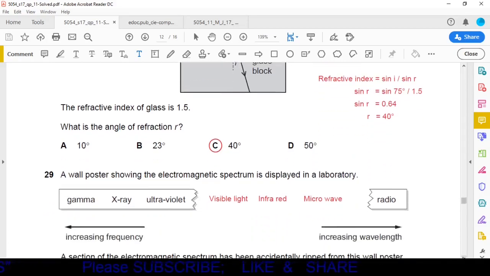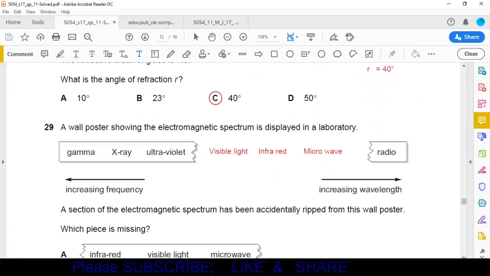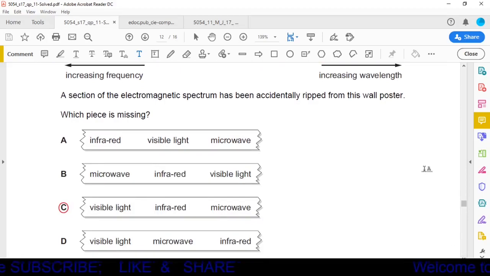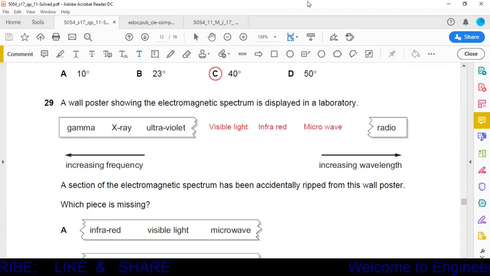Question number 29. A wall poster showing the electromagnetic spectrum is displayed in a laboratory. Gamma rays, X-rays, ultraviolet, radio waves. A section of the electromagnetic spectrum has been accidentally ripped from the wall poster. Which piece is missing? Here we have four options A, B, C and D. We have to find out which one is the correct one. We have studied in the topic of electromagnetic radiation.